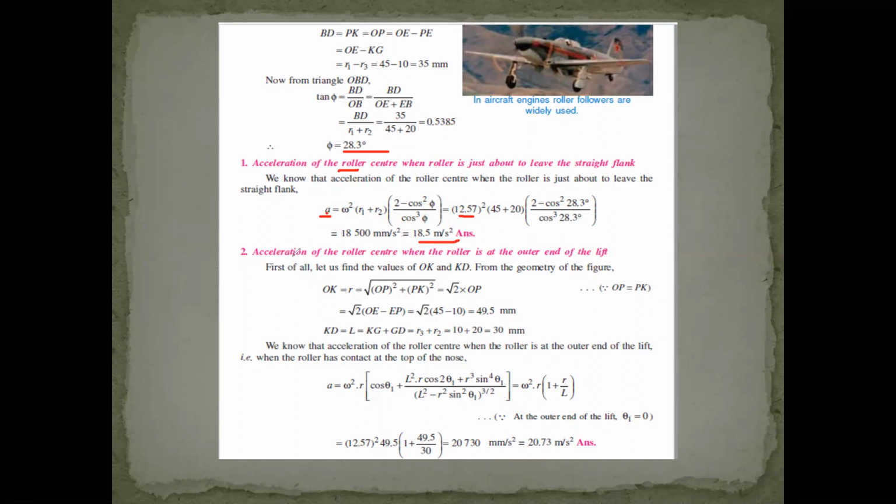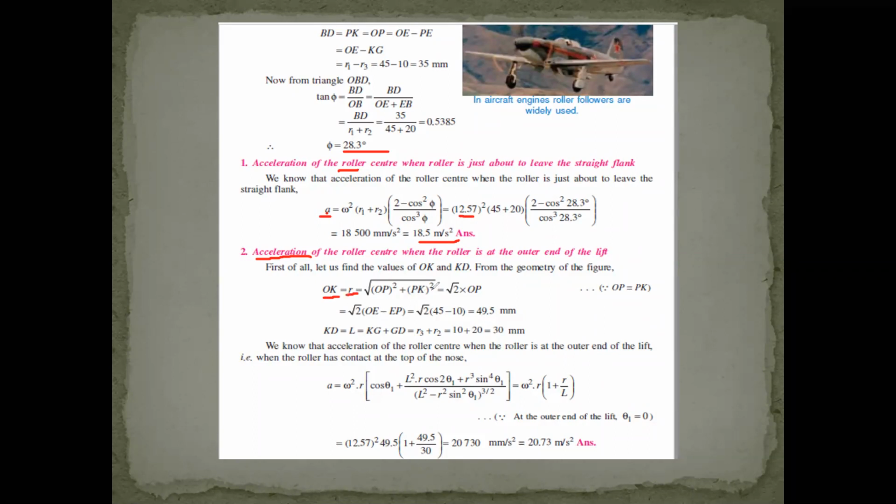Later, another case is the acceleration of the roller when the roller is at the outer end of the lift. That means when the roller has contact with the nose circle. To find that value we should find some unknowns. That is OK. So what is the value of OK? OK equals r.